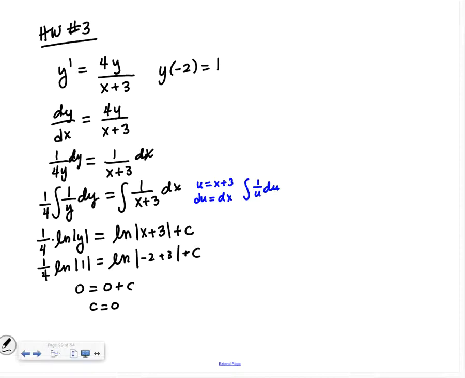So if you had done this a different way, like if you hadn't pulled out the 1/4, or if you had left the 4 up here, right, your C value might be different than your friend's C value. So don't be confused if your C's are different. You might have solved it differently and you'll get the same answer. All right, so we go back in and we plug it in. So we have 1/4 natural log of absolute value of y equals natural log of the absolute value of x plus 3 plus c. Or not plus c, plus 0, right? So that's gone.